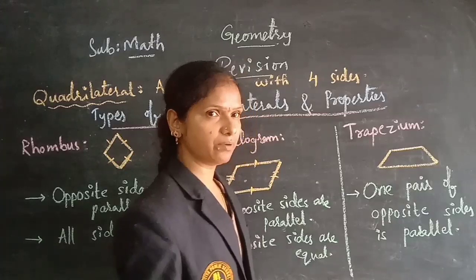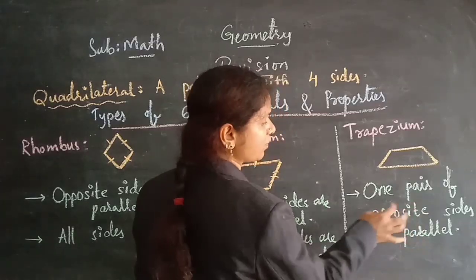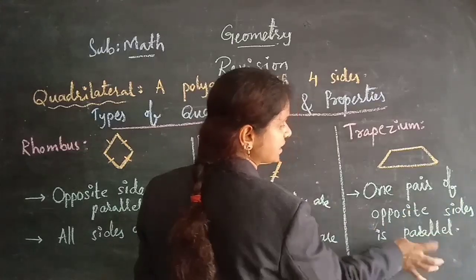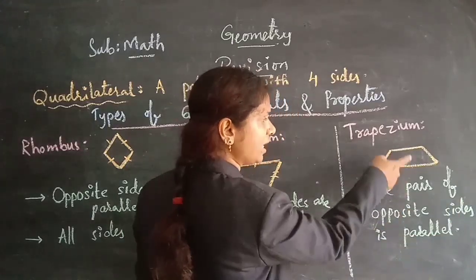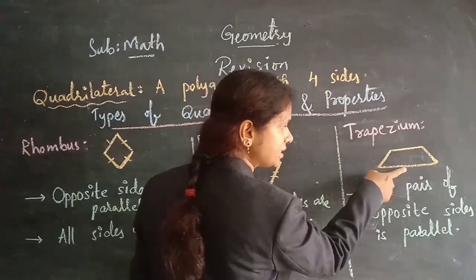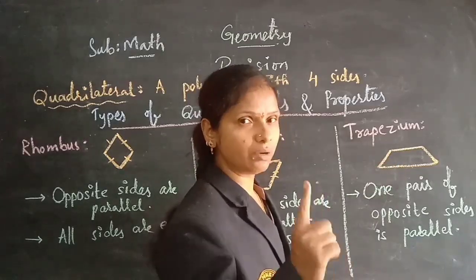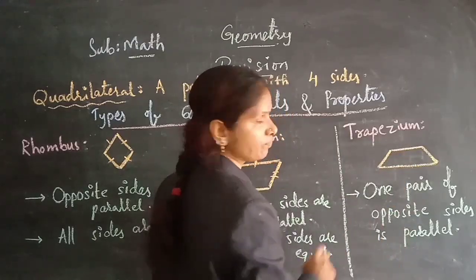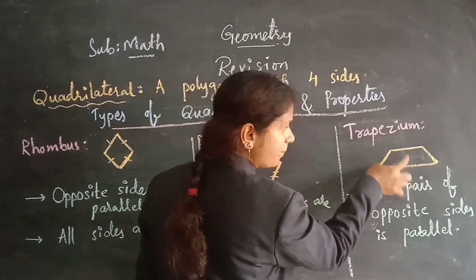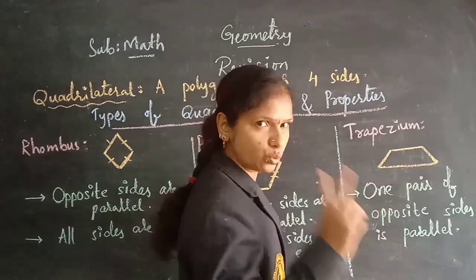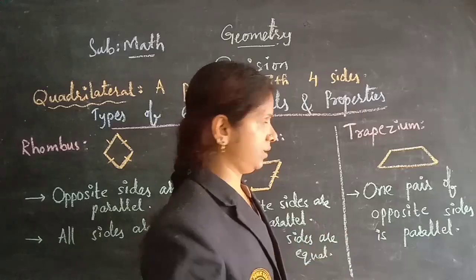Now trapezium. You can see the shape of the trapezium here. What is its property? One pair of opposite sides is parallel, any one pair. Here you see, this pair, these two line segments, nothing but one pair, should be parallel. Here you can see top and bottom are parallel, which means two line segments should be parallel.